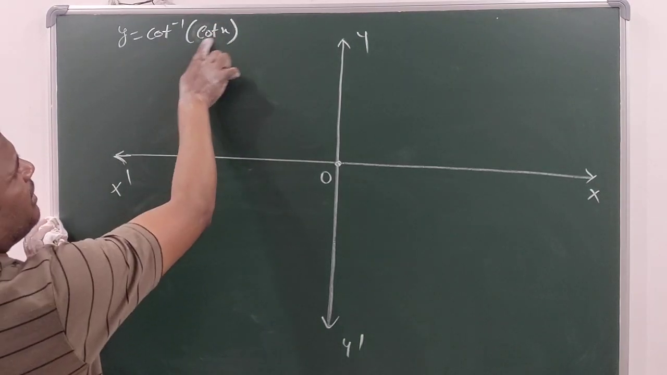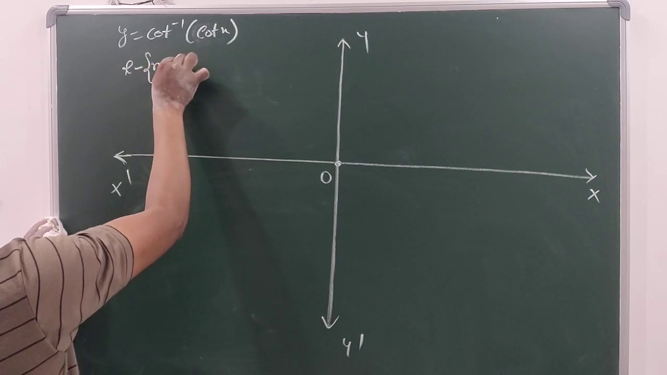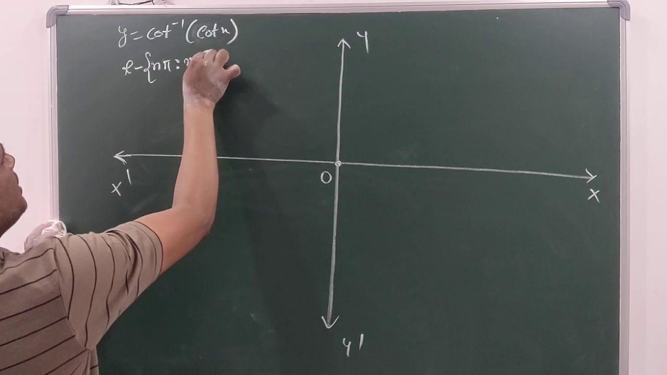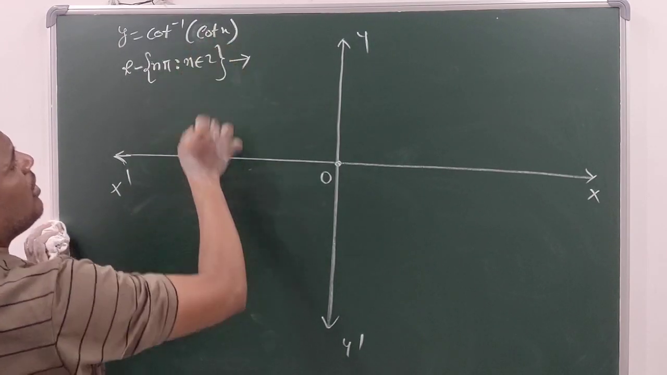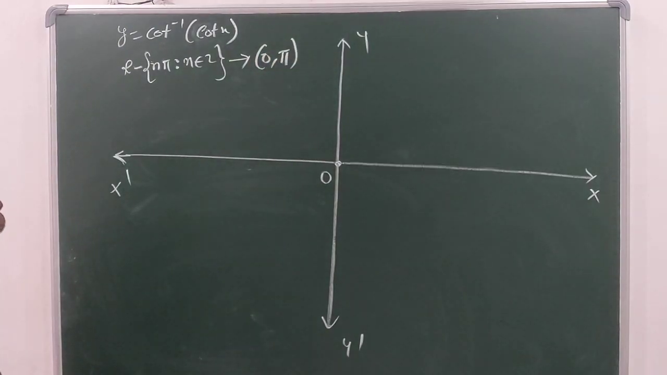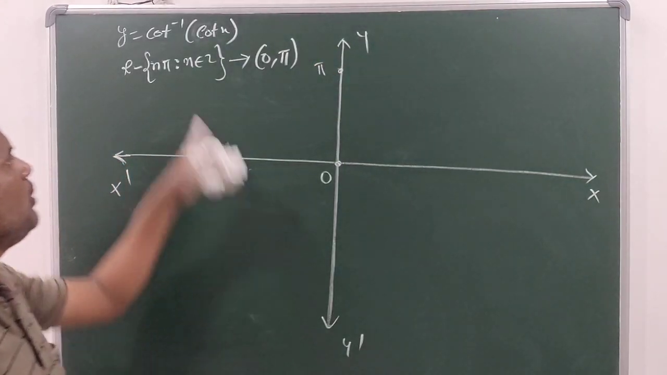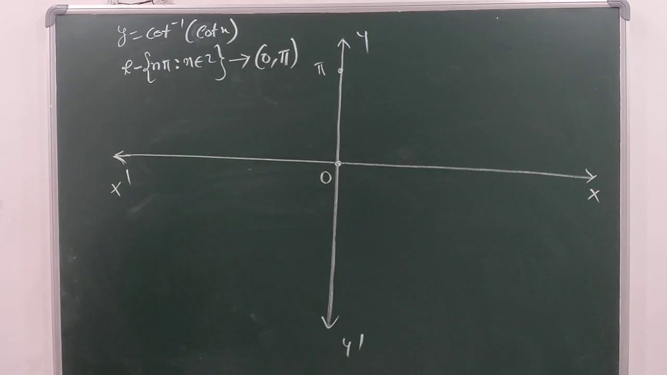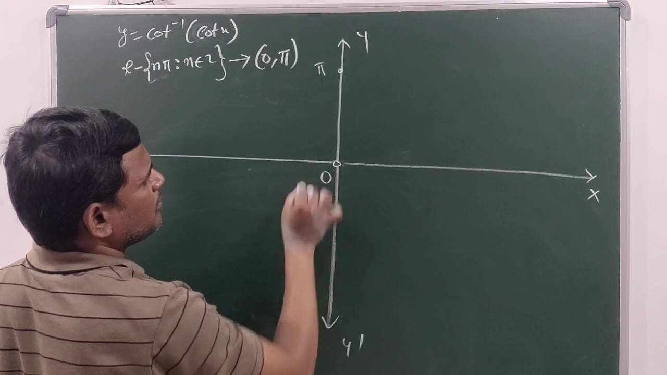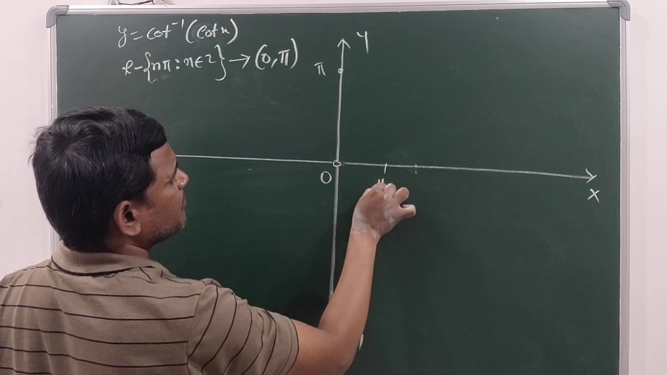Okay. Here it will be defined from R minus n pi, where n belongs to Z, to the cot inverse of x principal domain 0 to pi. So the range must be 0 to pi. Here 0, here pi. But where you have to take the break? At even multiples of 90. Like here it is an open circle. And here you have to take 90.